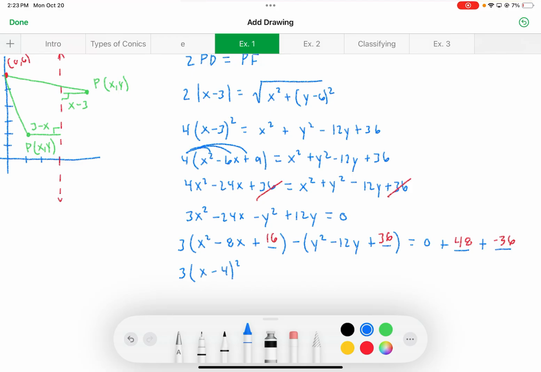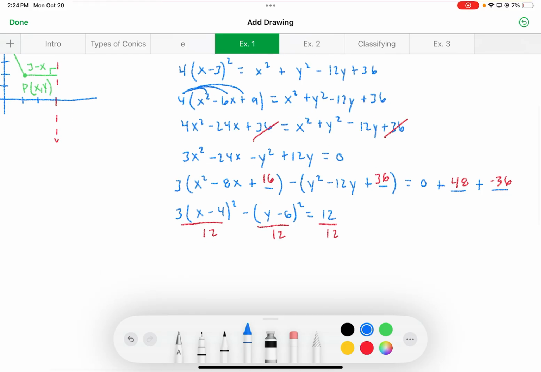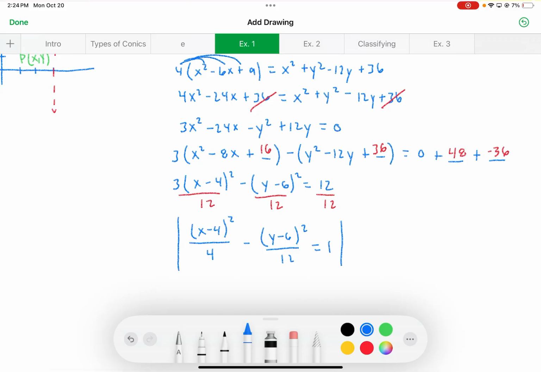Factor. So you get a 12 there. And then we'll divide the 12 out. So we'll end up with x minus 4 squared over 4 subtracted by y minus 6 squared over 12 is equal to 1. And look at that. Is that not an equation of a hyperbola in conic form?